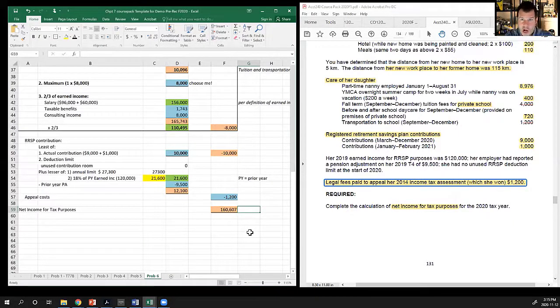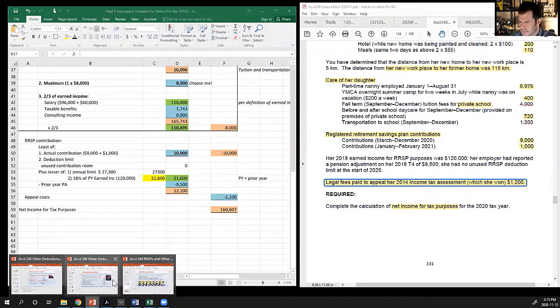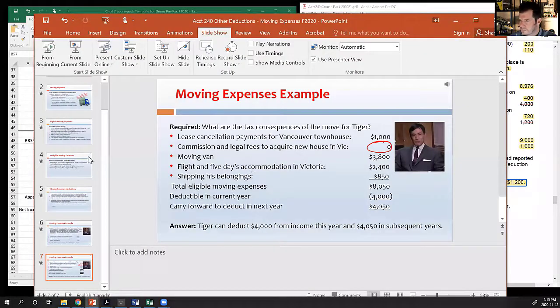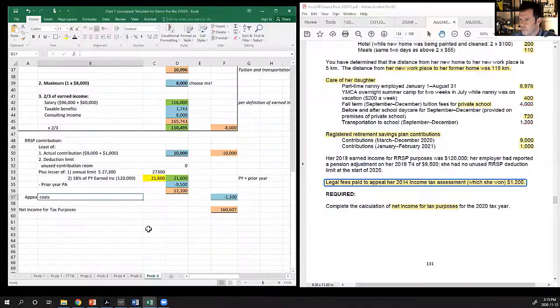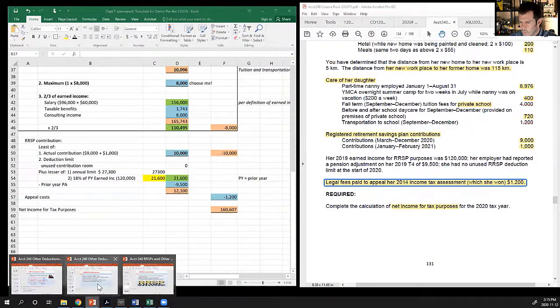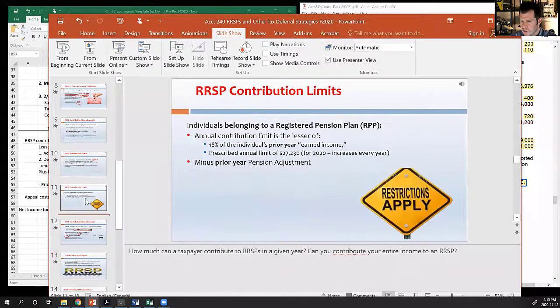So that's where I'll cut it off when I post the individual question. But for now, you guys can ask me some questions. How do we get to 27,300? Yeah, the annual limit. What's the annual limit for this year? Is it 27,230? I think it is. Let's see. I think you're right.